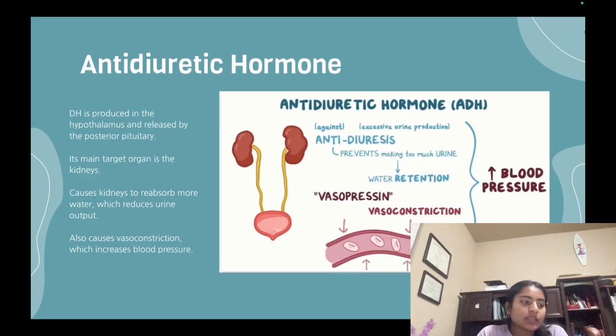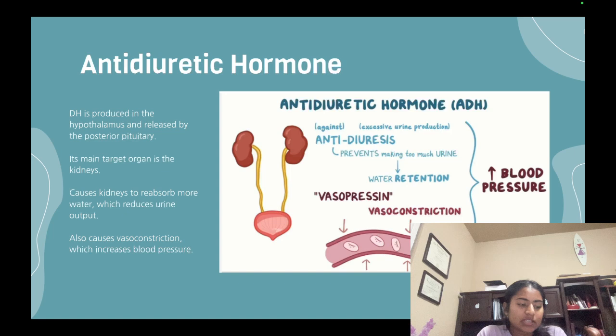gland. The release of ADH is triggered when the body senses that it's losing too much water, or when blood pressure drops or when blood gets too concentrated. Specialized osmoreceptors in the hypothalamus detect these changes and signal the posterior pituitary to release ADH into the bloodstream. The main target organ of ADH is the kidney, especially the collecting ducts and the distal tubule of the nephron.